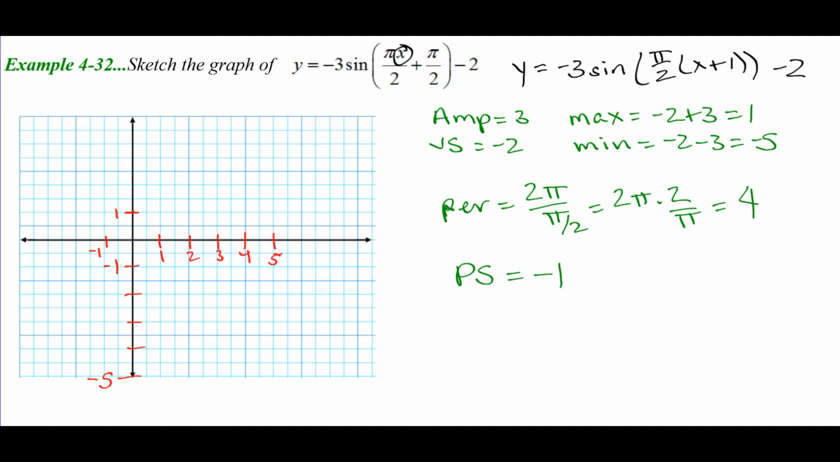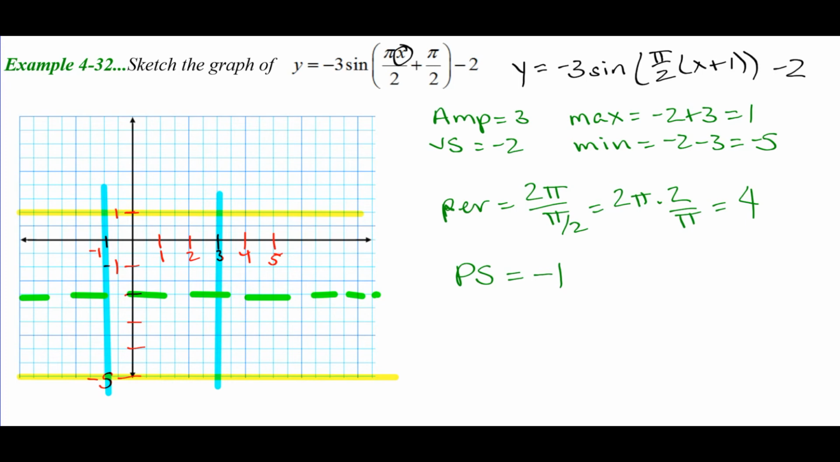Now I'm going to draw my rectangle. I'm going to draw that line at the maximum and the minimum. I'm going to do the line at my vertical shift. Then I'm going to draw a line at my phase shift, so I'm going to draw the line here at -1. And then my phase shift plus my period is going to give me 4 minus 1 is 3. So I'm going to draw my line here.